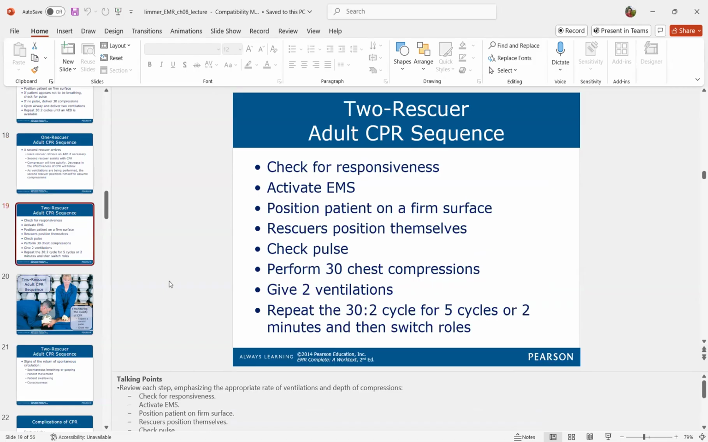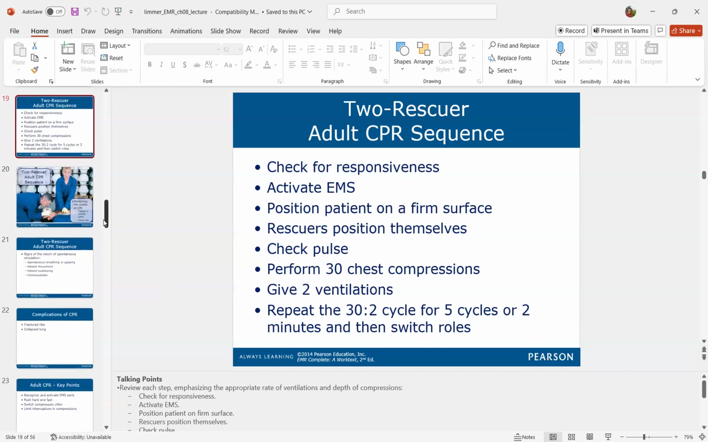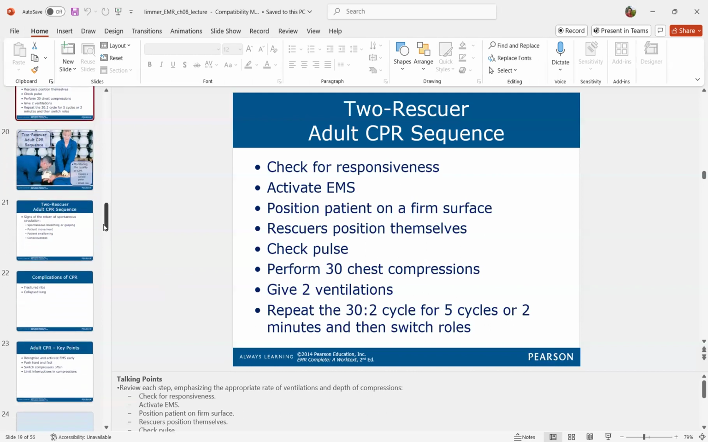If you have 2 people to start with, same thing: check responsiveness, activate 911, firm flat surface, position the rescuers around, check for a pulse. If you don't feel a pulse, you go right into compressions, your 30 and 2 cycle. If you do have an AED, you're going through that motion as well, but you're trying to keep up as many compressions as you can. Every 2 minutes, that's when an AED would analyze. If you don't have an AED, about every 5 cycles of 30 and 2 is about your 2 minutes. Then you would switch roles so people don't get tired doing those compressions.